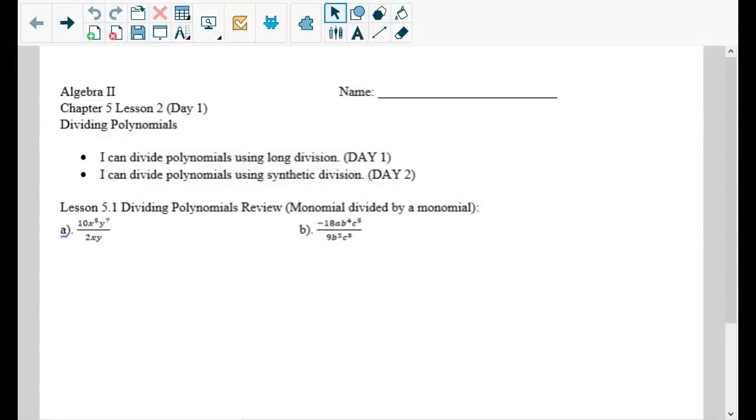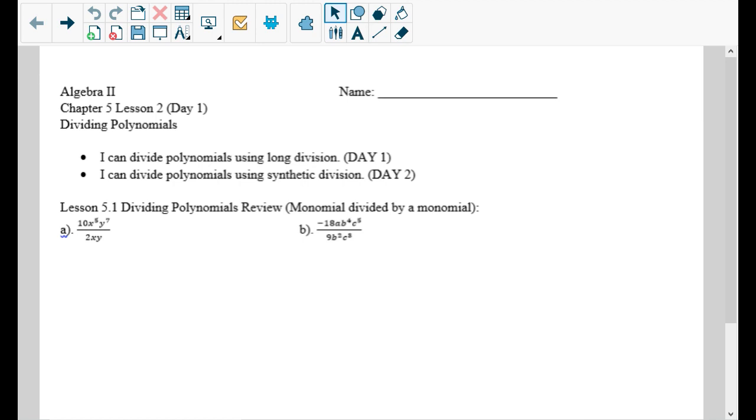Chapter 5, Lesson 2, this is day 1. We're going to talk about dividing polynomials. So today we're going to take a look at long division, and then tomorrow we'll take a look at synthetic division. So there's a couple different things when we're dividing polynomials. So a little bit of review here.